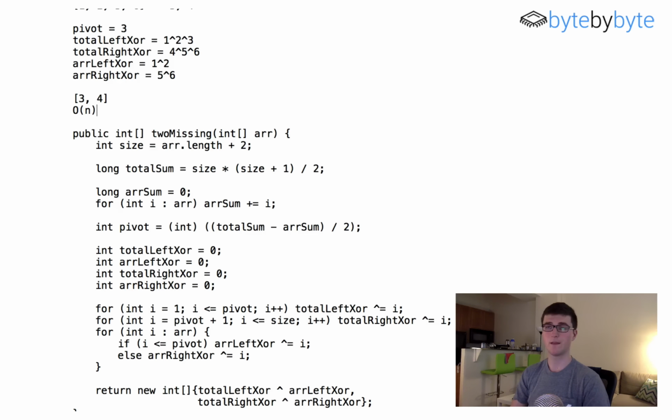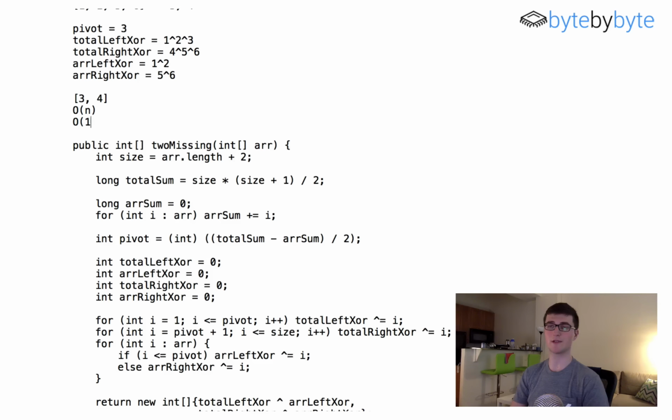And then for space, we're going to have these two longs that are going to store the sums, and we're going to have these 4 XORs, and those are going to always be the same number. And so the extra space that we use is constant. So our space usage is going to be constant space. And so, yeah, that's all there is to this problem.